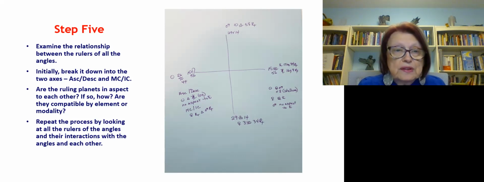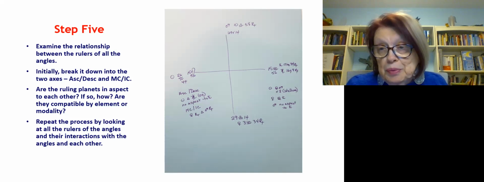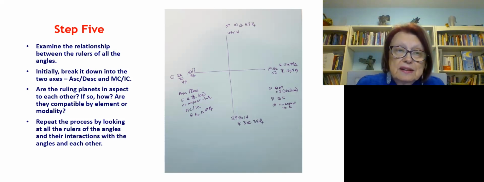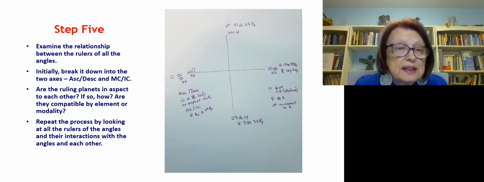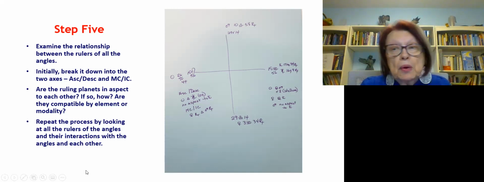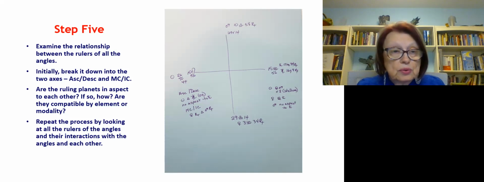Because of course, if that's true, then the descendant and the IC will also be in a relationship with each other. We already know that the ascendant and descendant are opposite each other, so they already have an interaction, and the midheaven and IC the same. But when we're talking about the rulers, that starts to add another layer of complexity to what you're looking at.